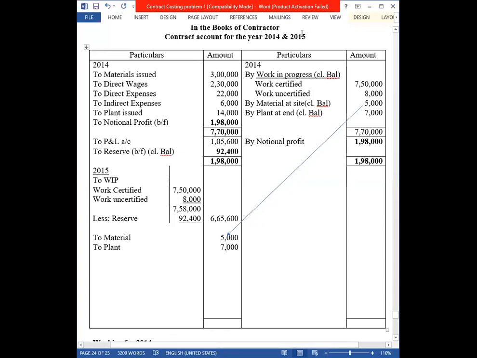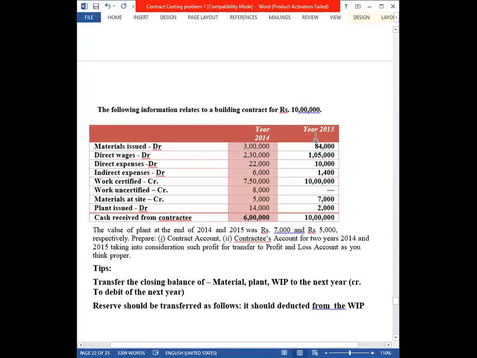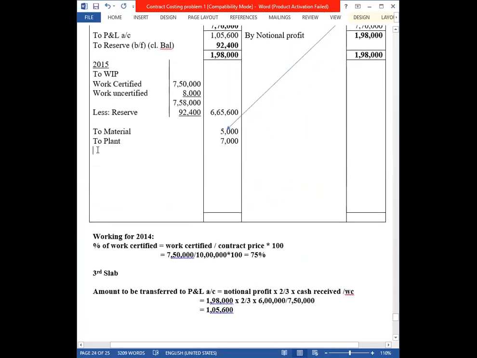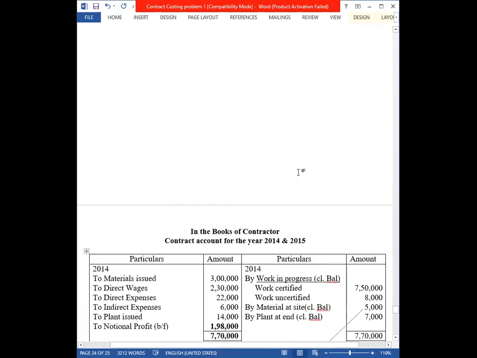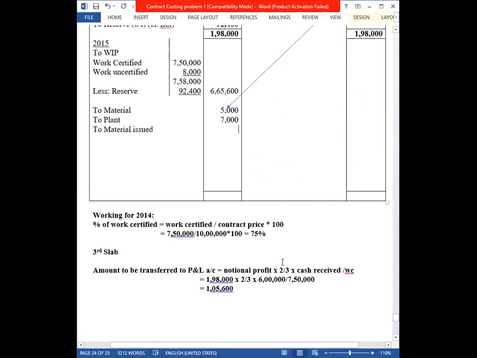So now you consider all the 2015 information. Okay. So you have to consider only 2015 information. One by one we will take. First one is material issued. That is 84,000. So write in the debit side to material issued. So how much is the amount of material issued which is given in the problem? 84,000. Okay. So 84,000 is the amount issued for this particular year.